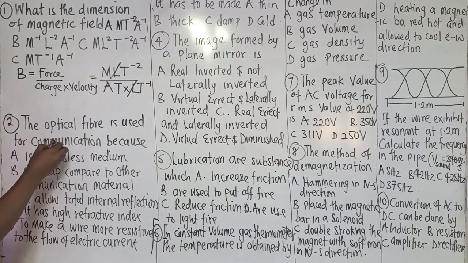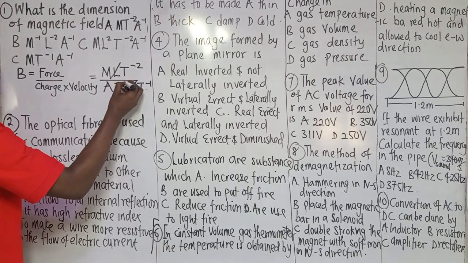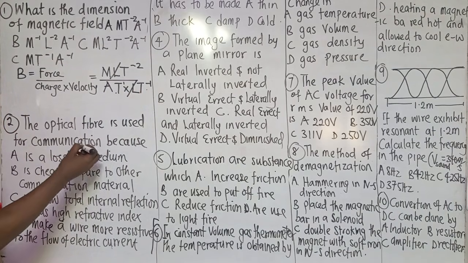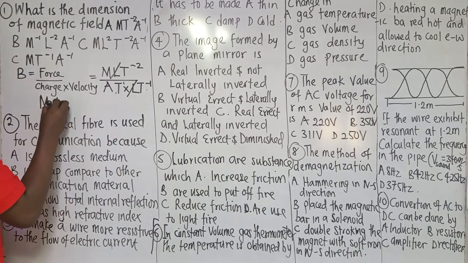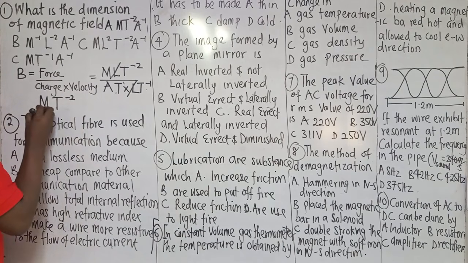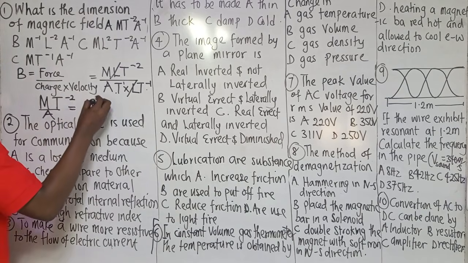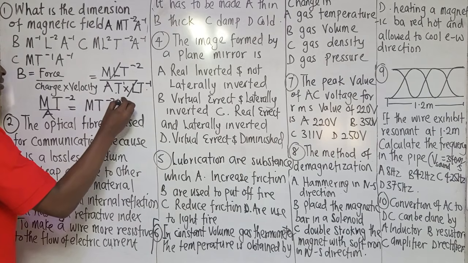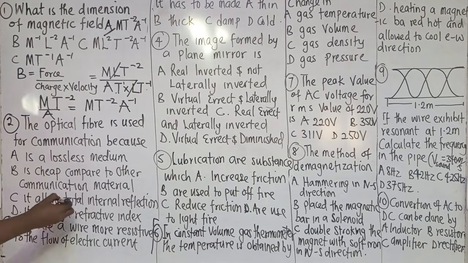So what we are going to have left is L times L raised to power minus 1. L raised to power 1 times L raised to power minus 1 equals 0. So what we are going to have left is M T minus 2 over A, which gives us M T minus 2 A raised to power minus 1. And that should be option A.